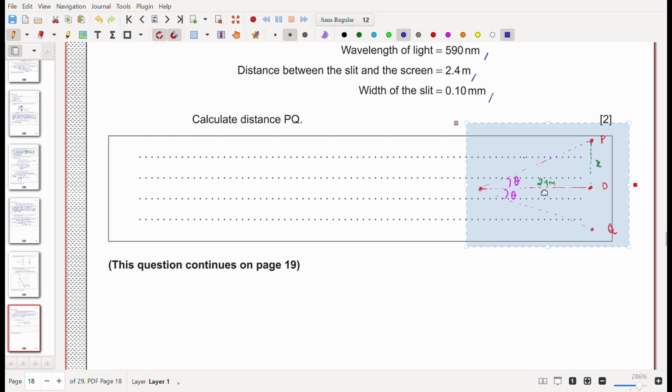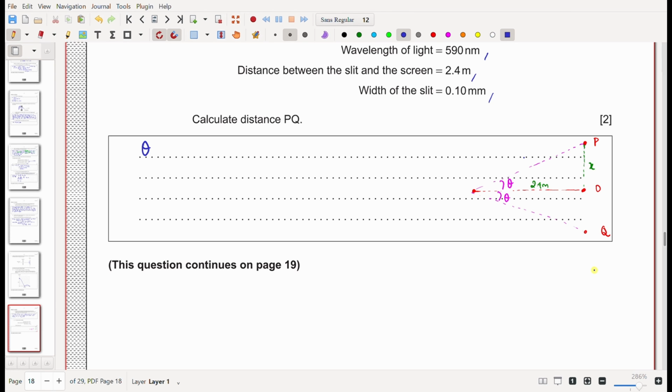So I'm just going to leave this in the corner over here so that we can show that we've actually done our work. And let's go ahead and try to solve. Since we've marked this angle as theta, let's first solve for theta. You'll see in your data booklet that we're given the formula theta is equal to lambda by d.